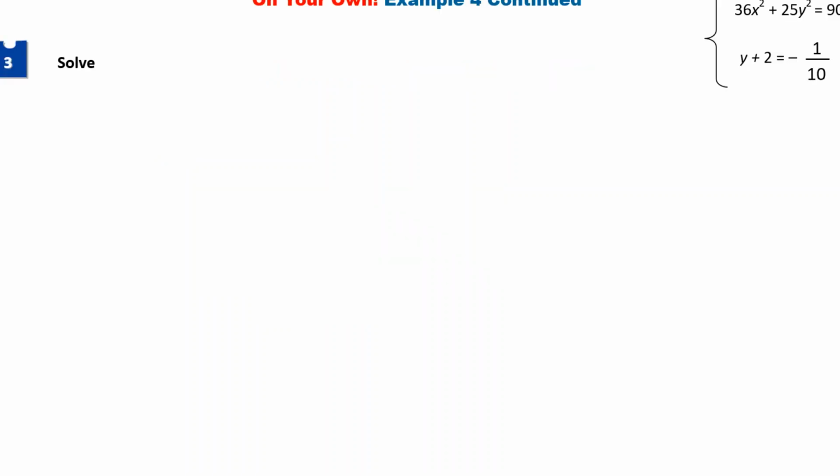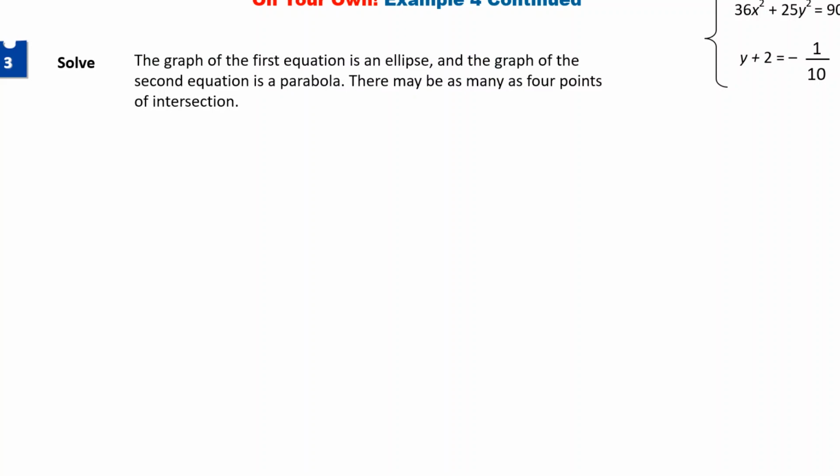So the first thing we want to do to solve is think about what we have. The graph of the first equation is an ellipse. All right, we have plus there. And the graph of the second equation is a parabola because y only has an exponent of 1, but my x has an exponent of 2. So I have an ellipse and a parabola, so I have a potential of 4 different collision points. So let's see if that actually exists in what we have.